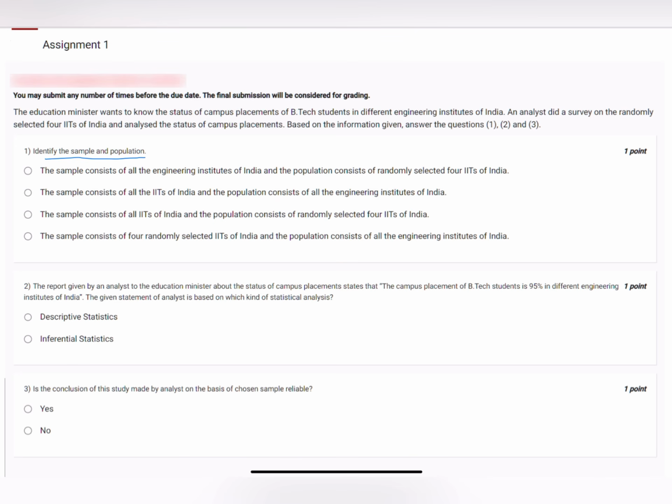So here, since the population will be a broader part, that means population will cover all the BTech students in different engineering colleges of India, and the sample would be the randomly selected 4 IITs of India. So we'll have to narrow down to one option by reading all the options.